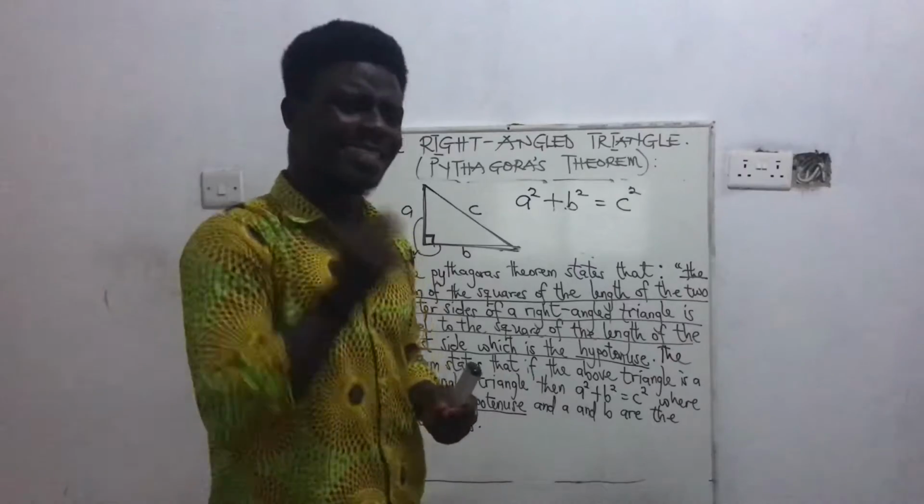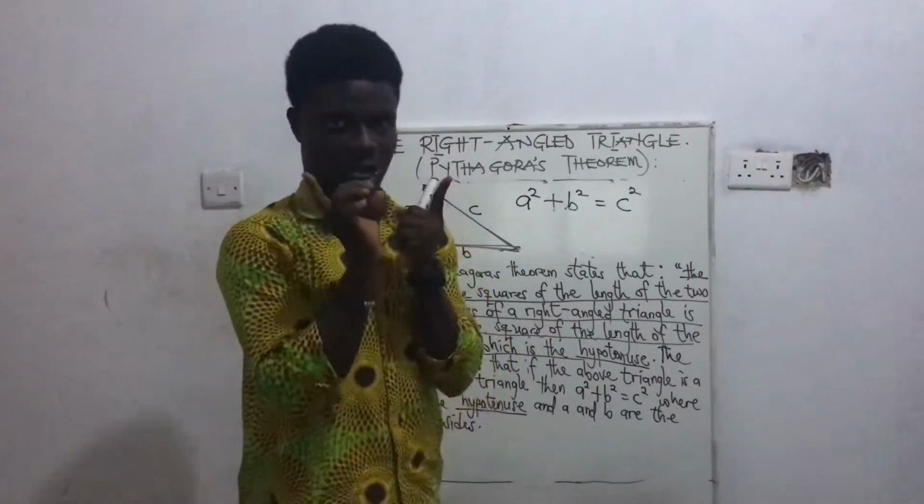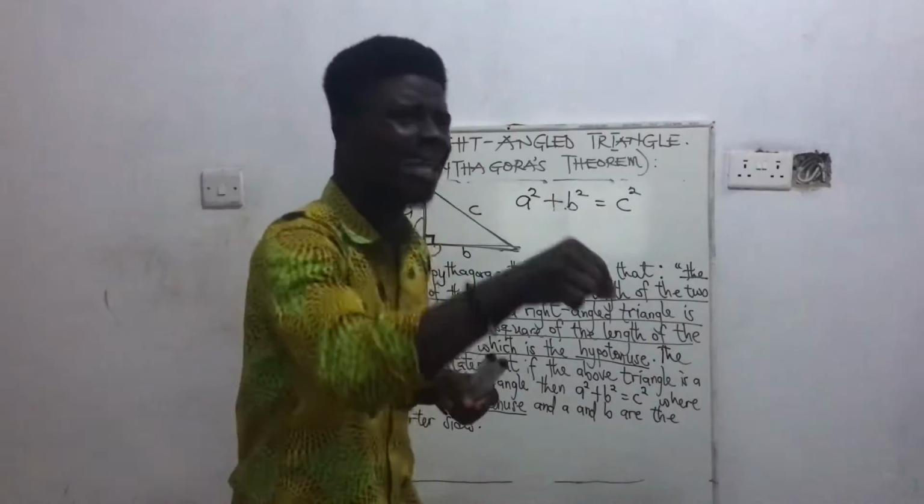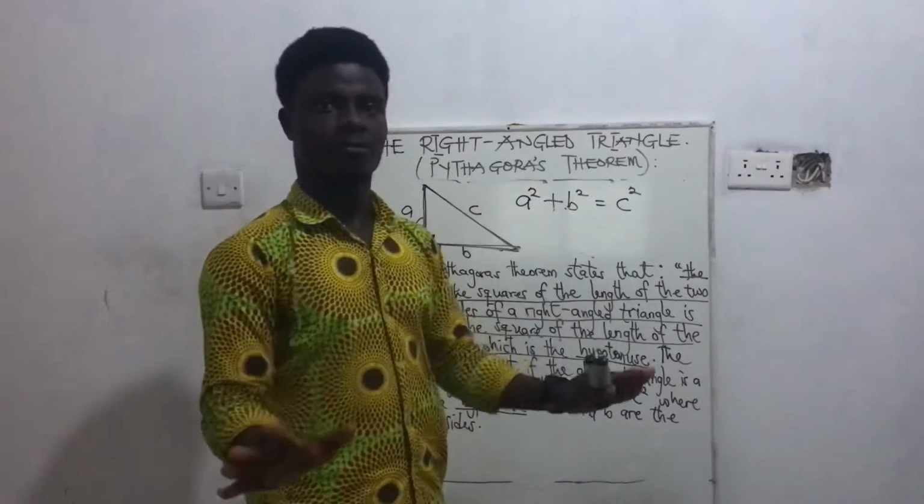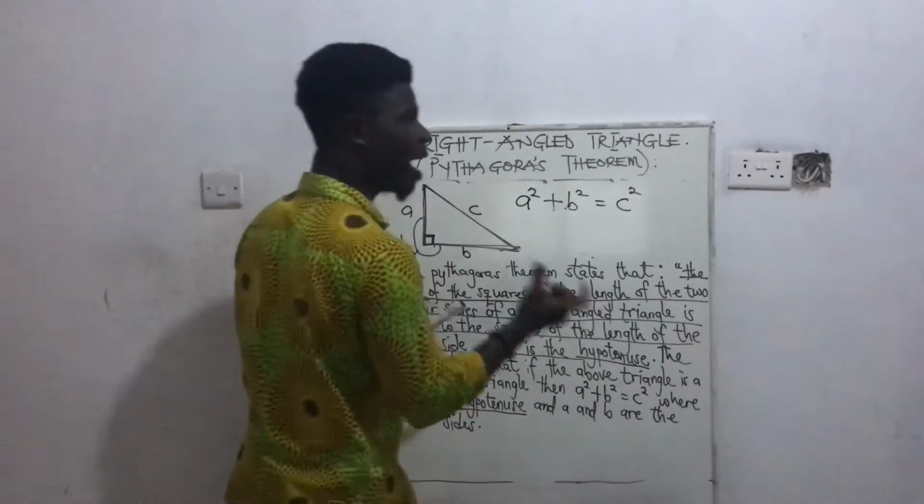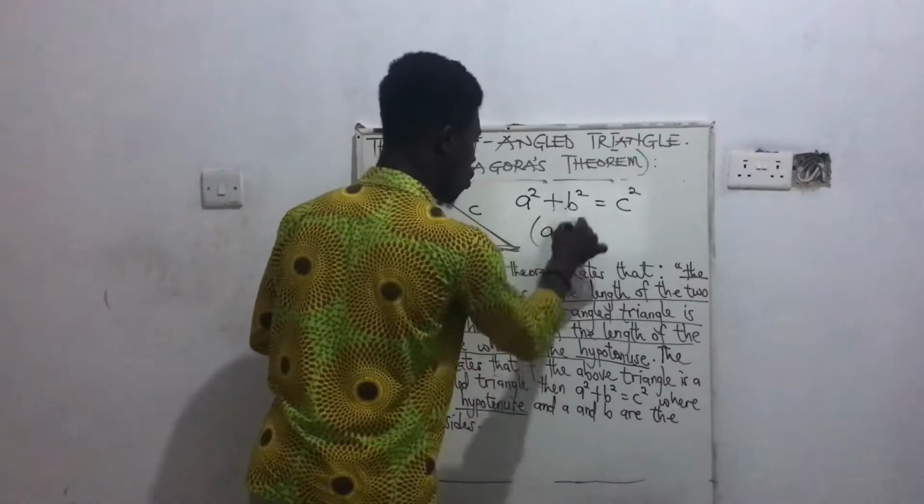Now listen, sum of the squares and squares of the sum are different. Squares of the sum means that a plus b, all squared.